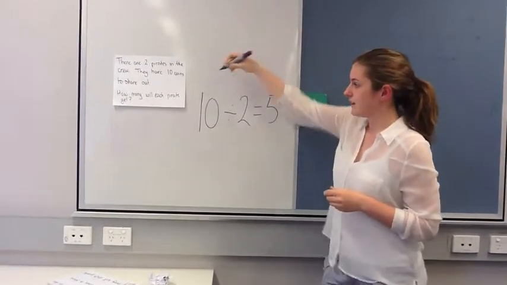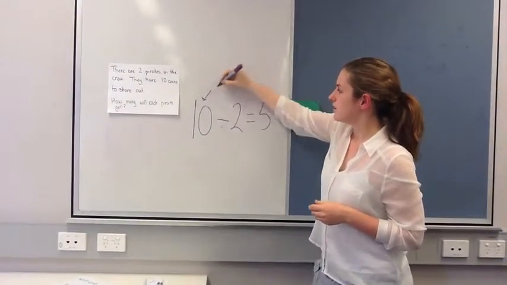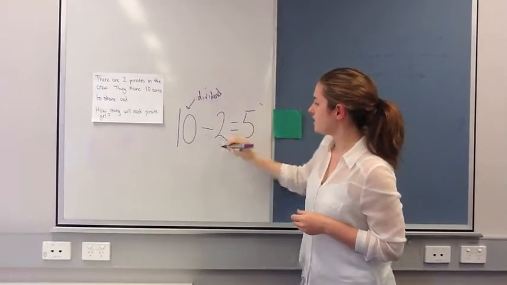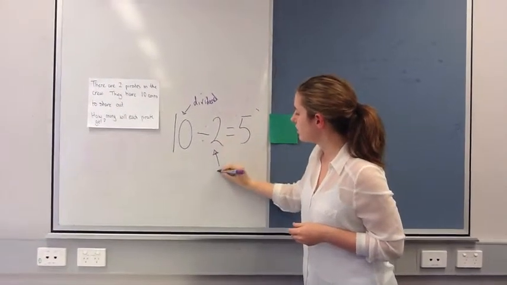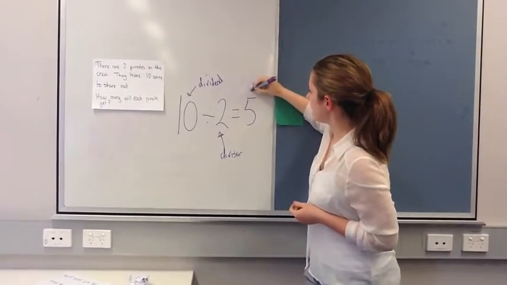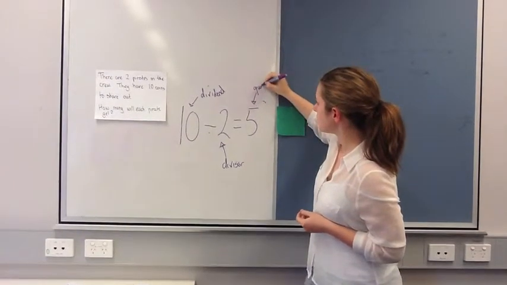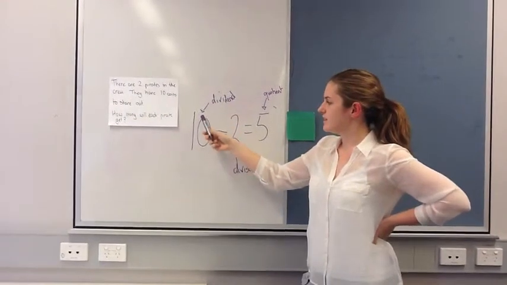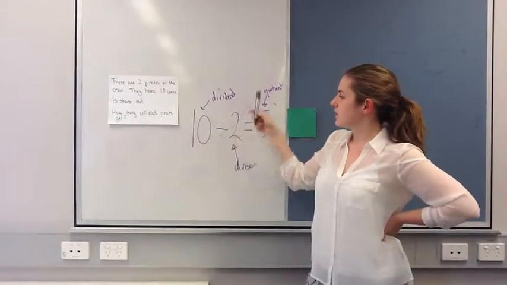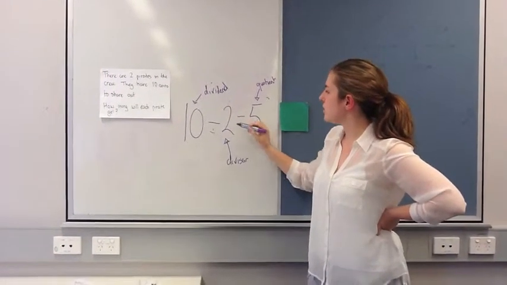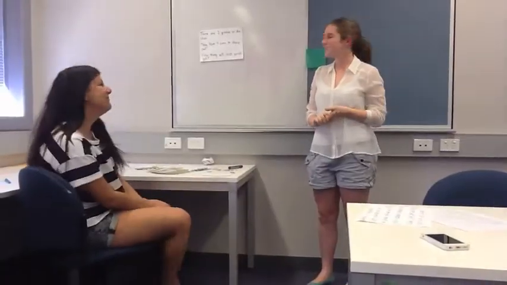This here is our dividend. We've got our divisor, which is number 2. And we've got 5, which is our answer, also known as our quotient. So how we're reading this is 10 coins shared between, which is also our division symbol, between 2 pirates equals 5.